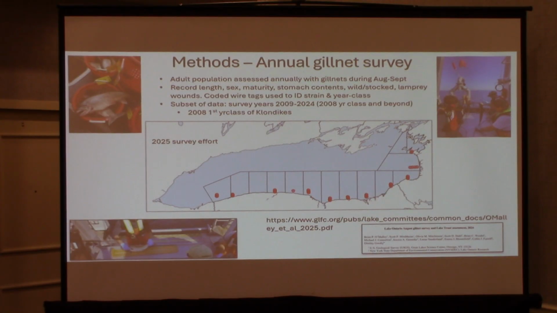So the data all comes from this annual gillnet survey. This is our survey effort from 2025. We fish in these different geographic areas, kind of zones throughout the lake, and try to spread it out on the US side. And we record things: length, sex, maturity, stomach contents. I already talked about how we determine stocks of fish and look up the coded wire tags. And if you're interested, there are annual reports produced every year on the Fish Commission website. There has been some effort on the Canadian side that we did last year as a binational effort, but I won't go over that today.